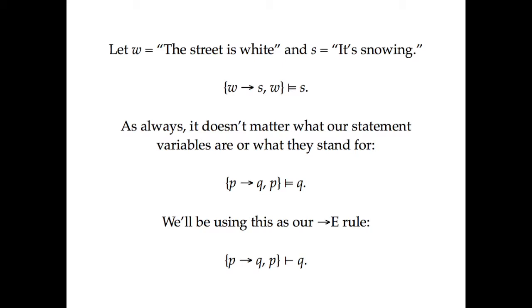Now, as I say every time we have a new inference rule, it doesn't matter what our statement variables are or what they stand for. And so in general, the premises P arrow Q and P entail that Q. And that's going to be our arrow elimination rule. So our arrow elimination rule says P arrow Q and P prove that Q. All right.